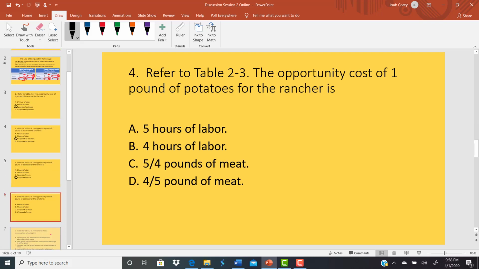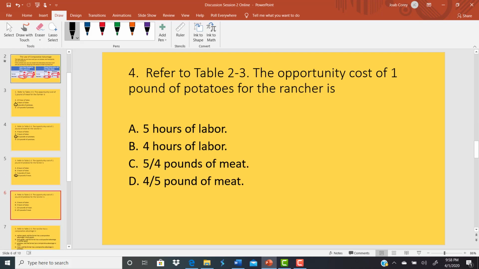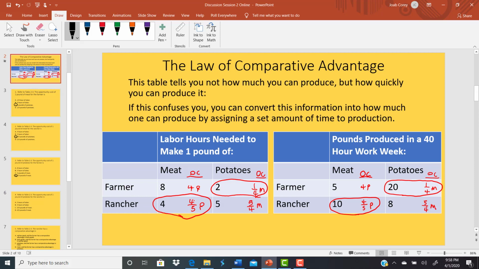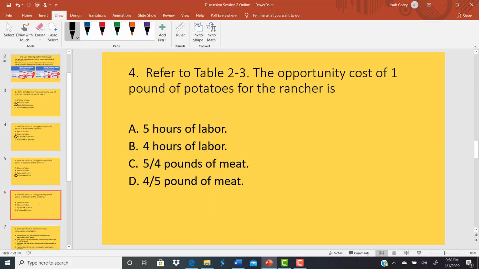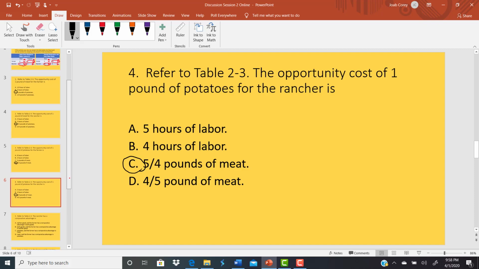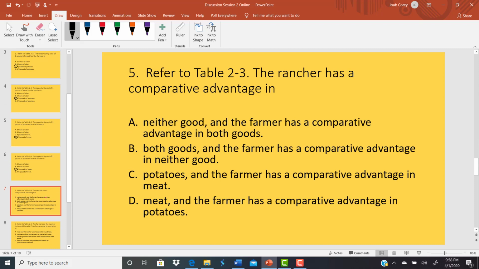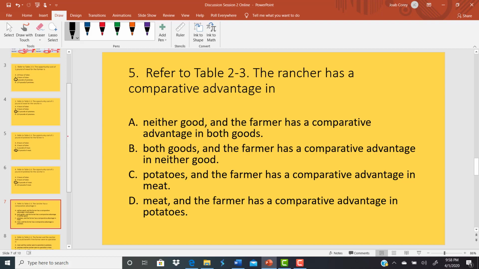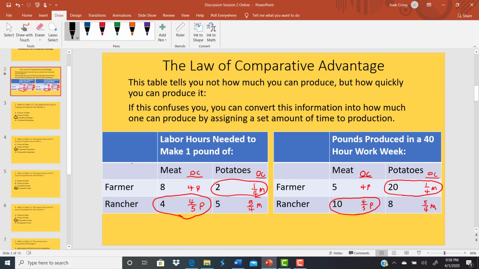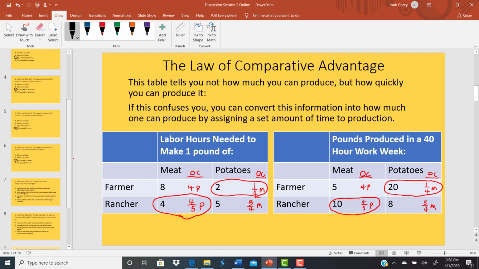And then the next question is, what is the opportunity cost of 1 pound of potatoes for the rancher? Looking at the rancher, whenever they're producing potatoes, they're giving up 5/4 or 1 1/4 pounds of meat. So 5/4 pounds of meat, or C, is the answer you're looking for on that one. So if you calculate the opportunity cost in advance for each person, for each good they're producing, you can pretty much answer any of those questions. Now the next question asks, the rancher has a comparative advantage in. If you go back to the table, we already solved that. The rancher has a comparative advantage in meat in that they give up fewer pounds of potatoes for every unit of meat that they produce.